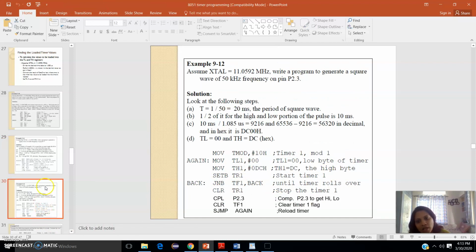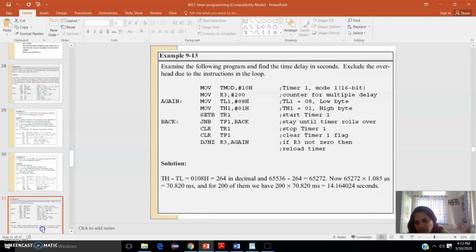Again, in this example the frequency is given. You have to find the TL and TH values, and whether you want to use timer 1 or timer 0 depends on you. Accordingly, you use a timer and you find the values of the TL and TH registers using the same formula.